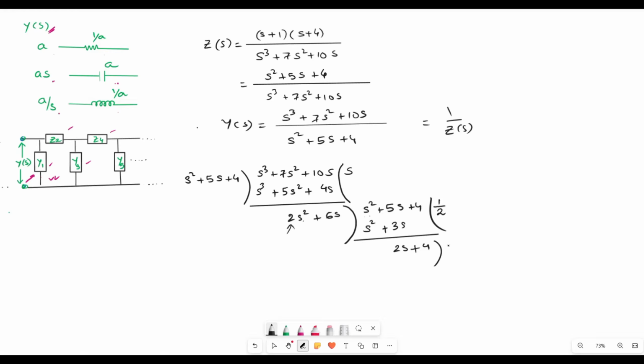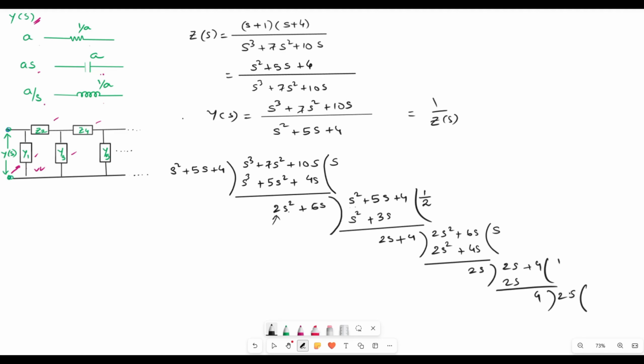Now continuing, 2s square plus 6s. Again we have 2s square plus 4s, and we have here 2s remaining. Again continuing, 2s plus 4. So this will be 1. So it will be 2s. Remaining is 4. So we have here 2s, and we require half of s. So the taking fraction is over.